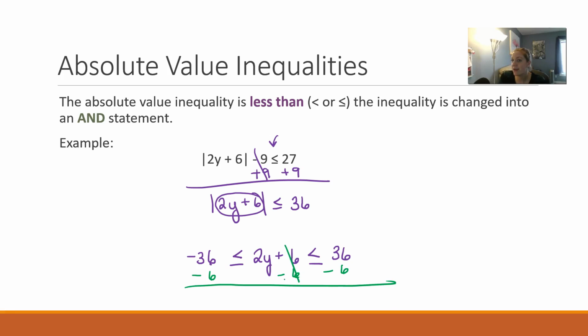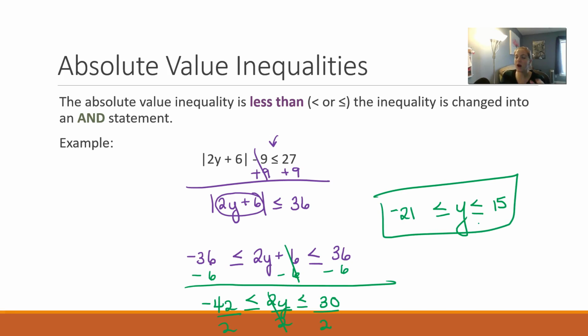What you do to one side in compound inequalities, you have to do to all three. So 2y is less than 30, and -6 is -42. Divide both sides by 2. So y is between, the upper limit is 15, the lower limit is -21. So y is some value between -21 and 15.